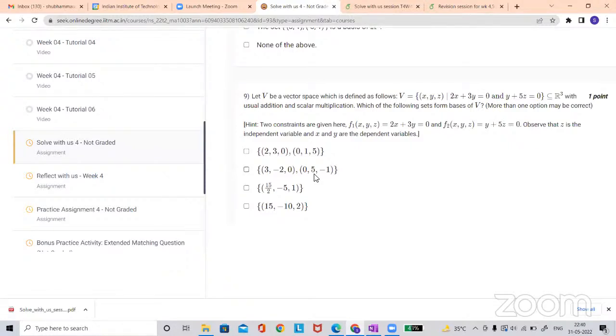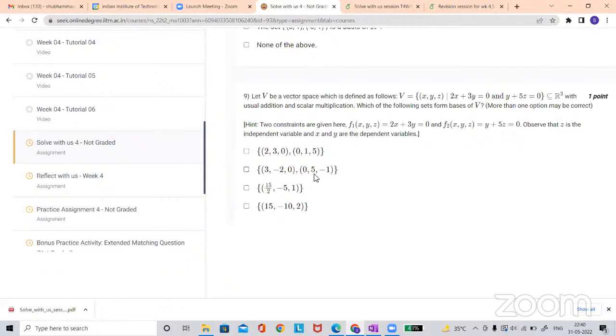If one equation is given, there is no issue. If two equations are given, also there is no issue. Why? Because let's say only the first part is defined: 2x plus 3y is equal to 0. There is no mention of z. Then how do I actually solve this?